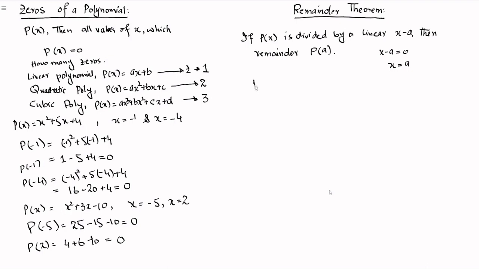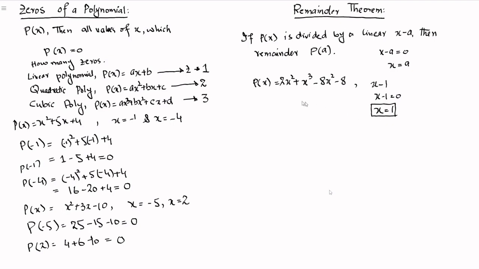It can easily be understood with the help of an example. So let's consider we have a polynomial p of x, which is a 4-order polynomial, 2x to the power 4 plus x cubed minus 8x squared minus 8. If it is divided by x minus 1, then what will be the remainder? First we will equate the divisor x minus 1 to 0, which gives us the value of x is equal to 1.